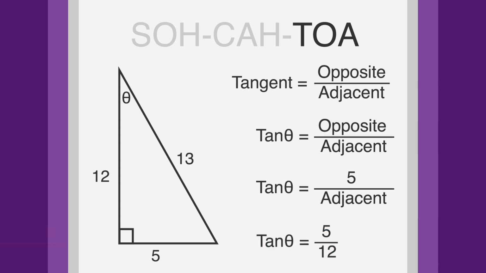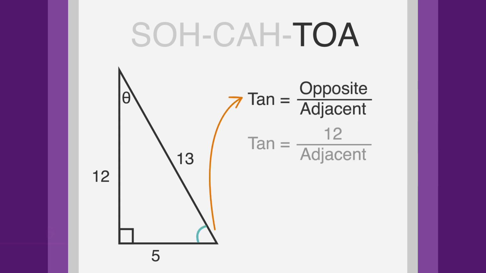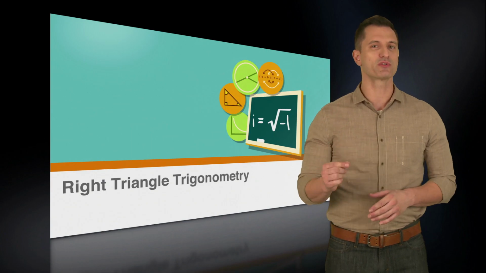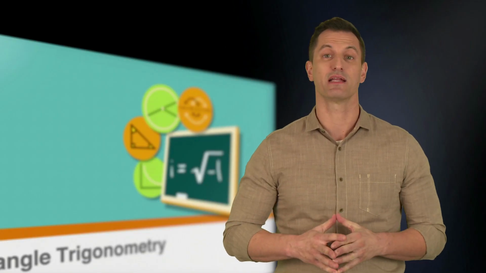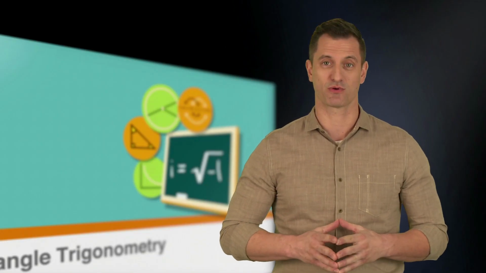And what if we wanted the tangent of this angle? Well, then the 12 becomes the opposite side, and the 5 becomes the adjacent side. So the tangent will be 12 over 5. One quick reminder, you can only use Sohcahtoa on right triangles. Now that we know what Sohcahtoa means and how to work with it, it's time for a practice question.